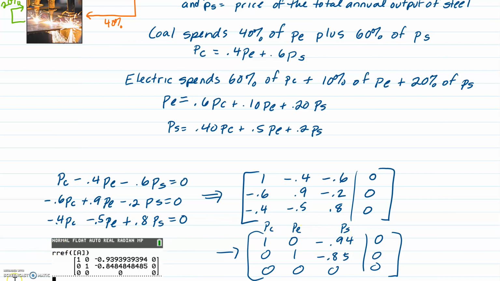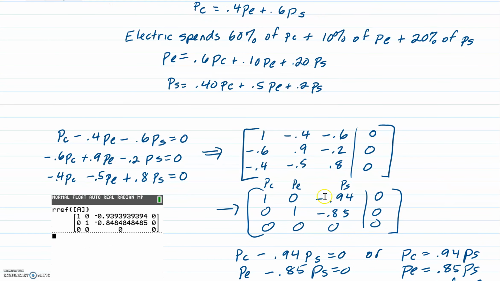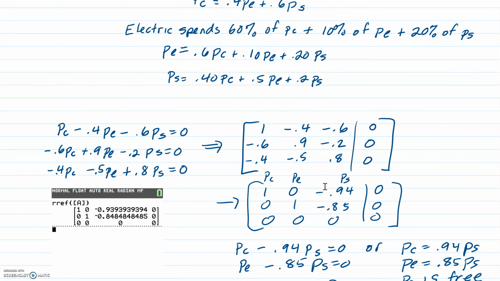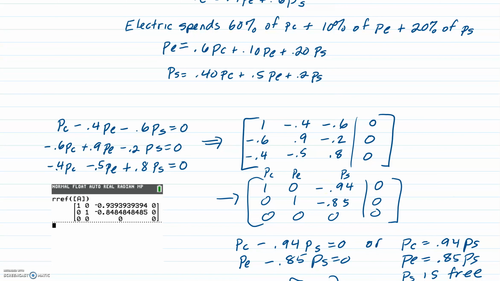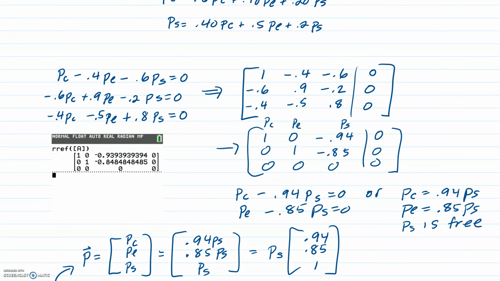So now we can find the general solution. So we know that PC minus 0.94 PS equals 0. So then we get our first equation. Our second equation, we can do the same thing. And we know that PS is free. You could also write it in parametric form. That's what I did here. P is equal to PC, PE, PS. So that's what PC, PE, and PS is. I factored out a PS, and this is it.